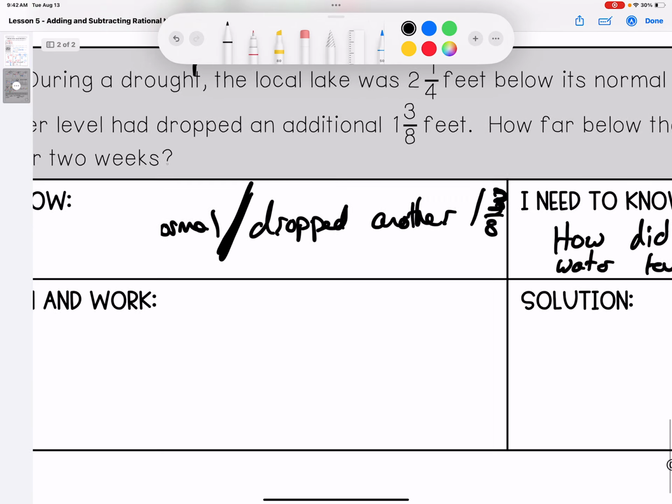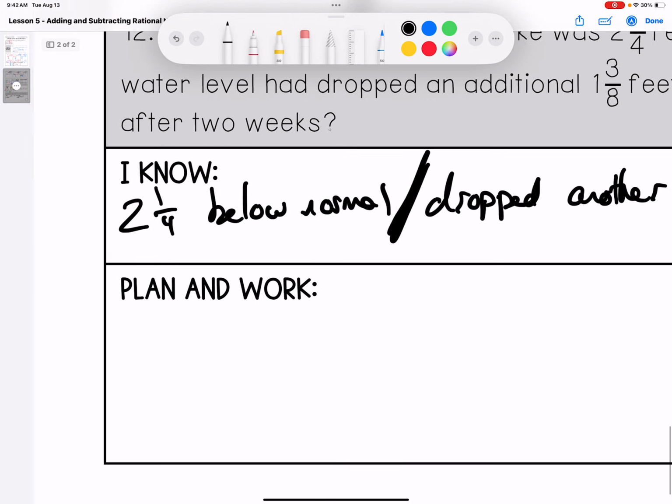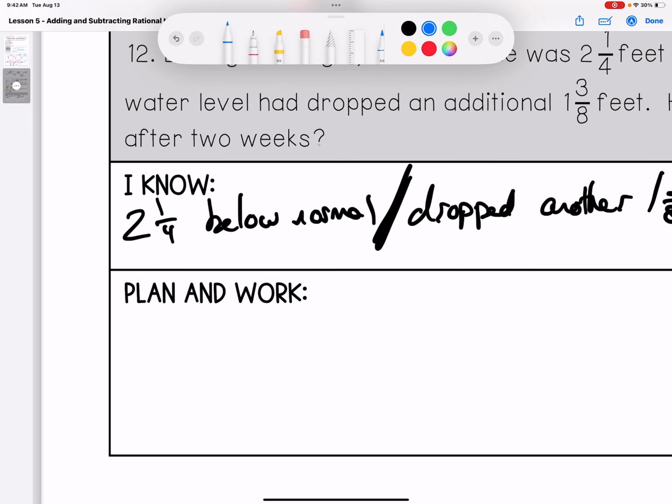So here's how we would work the problem. Let's plan it and let's work it. I'm going to go in blue to begin with. It started at negative 2 1/4 because that was below. And then plus another negative. It went down another negative 1 3/8. So where do we end up? So let's go add those together.